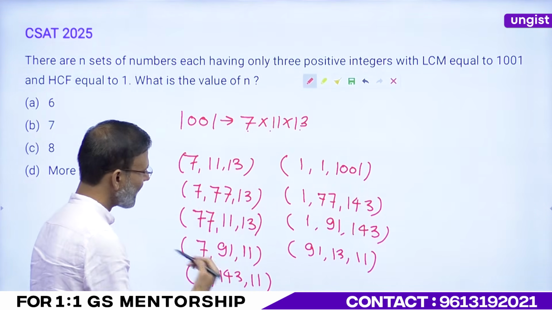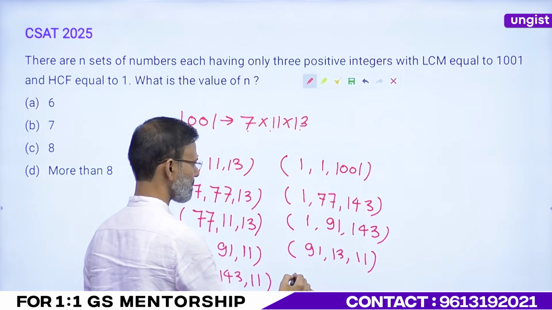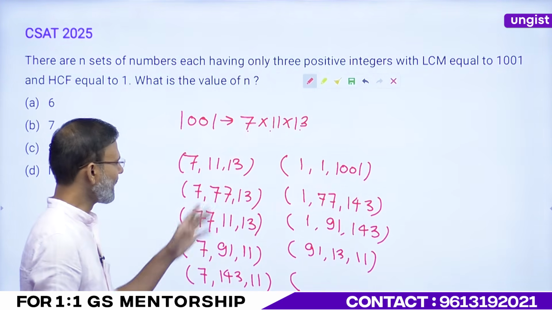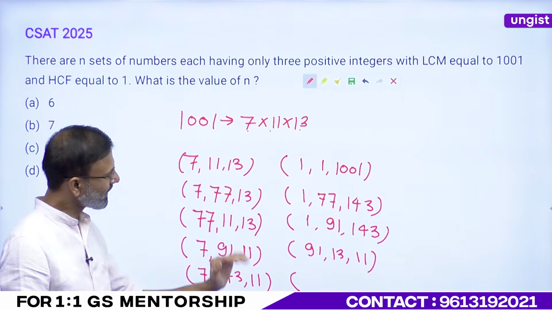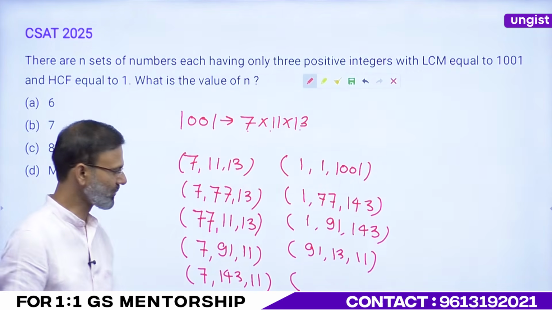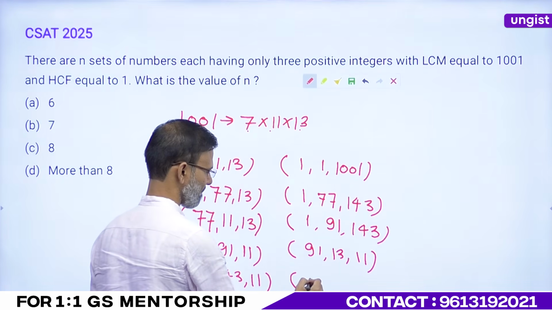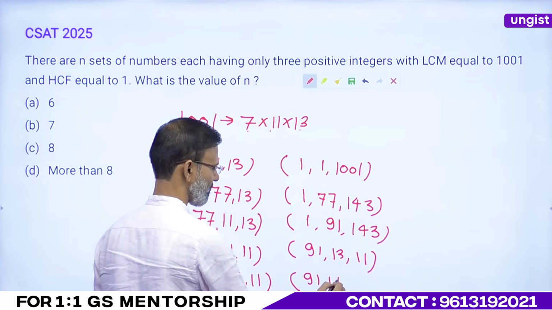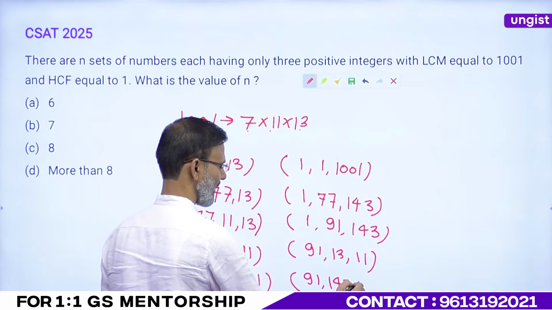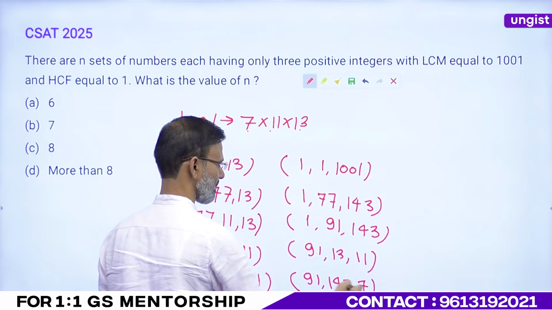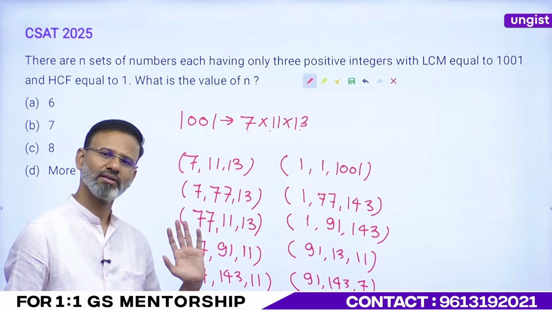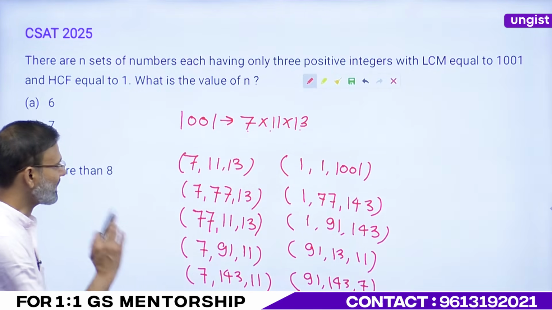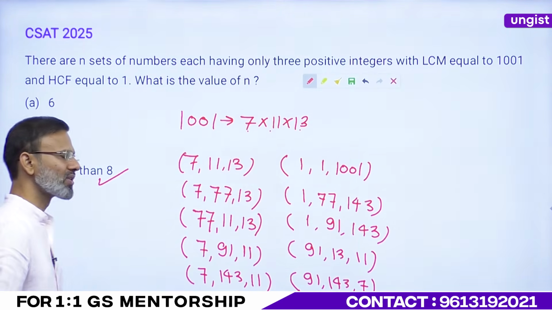So in total, we have written 8 till date, but we can get some more triplets like this. For example, 91, 143 and 7, right? So we can write some more triplets like this. So till now we have written 9. So the answer is more than 8.